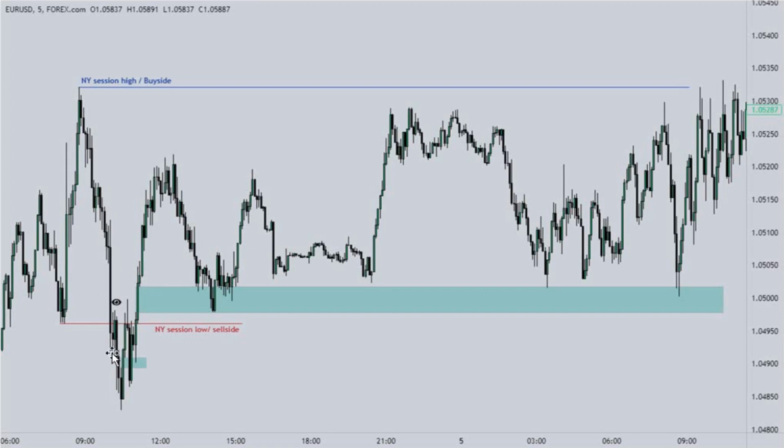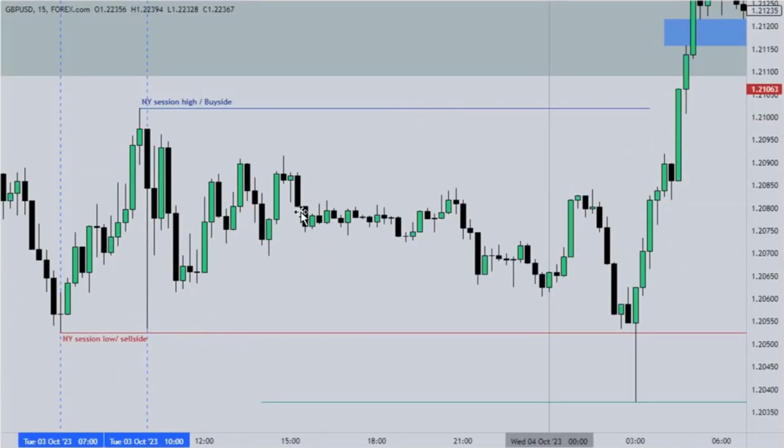Again, market at 9:30 market took those low, created a fair value gap, and then you could see, though it's consolidated for a long time, but it gradually took those New York session buy side. You could see that clearly here.